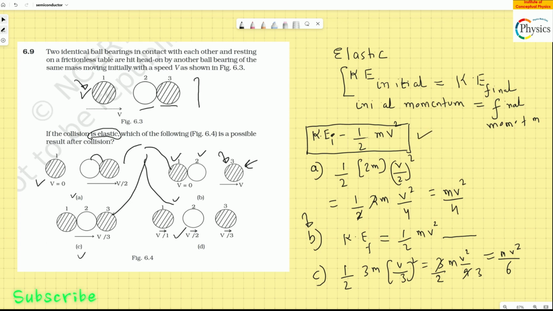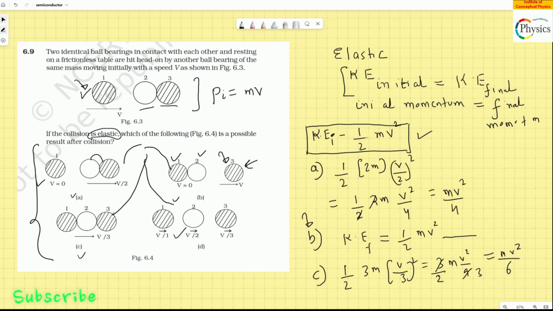This is the initial situation. All these are final situations. We have to select the one which exhibits elastic collision. So if you refer to the initial momentum of the system, it is equal to, these two are stationary, and this is m into v.